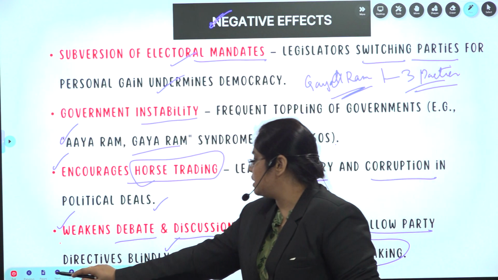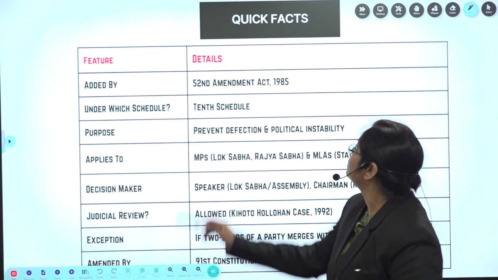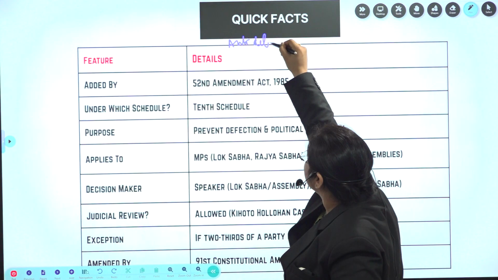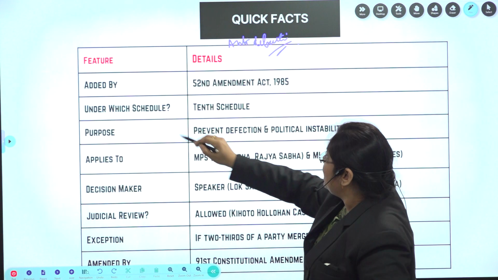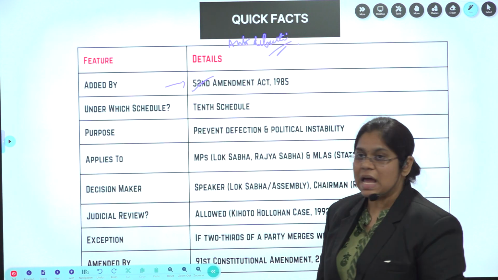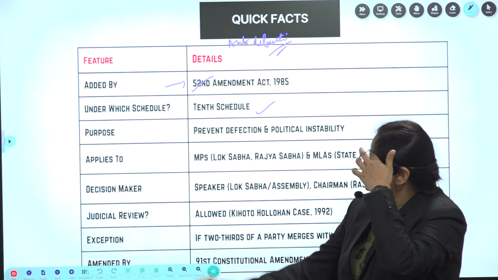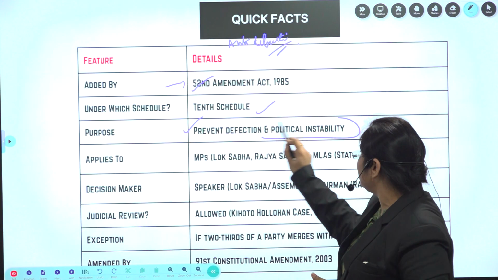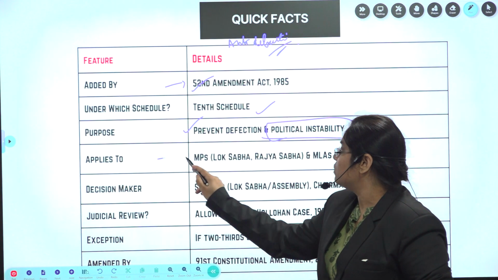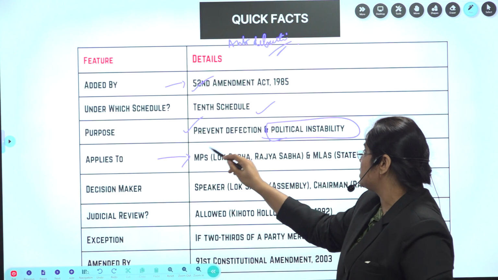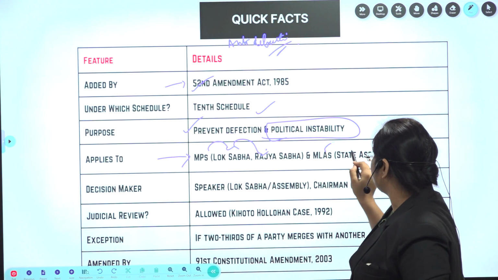Okay, let's see a quick recap again. So, a quick recap of anti-defection. It was added by the 52nd Amendment Act 1985 in the 10th Schedule. What is the purpose? To prevent defection and political instability, majorly. And for whom does it apply? It applies to MPs and also MLAs. MPs from Lok Sabha, Rajya Sabha, right? MLAs from the State Assembly.